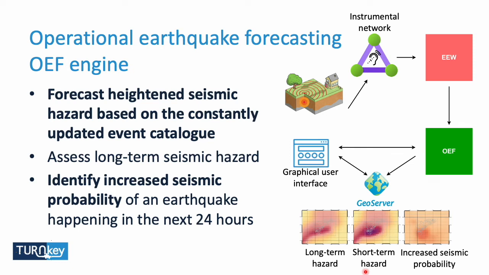And then basically once this is done, it generates this kind of information: the long-term hazard, which is the static hazard, and the short-term hazard, which means that there is a change in the hazard compared to the initial one. If there is a change, then there is potentially a high or low probability that an earthquake or aftershocks will occur. And this shows the increased seismicity probability comparing the two.